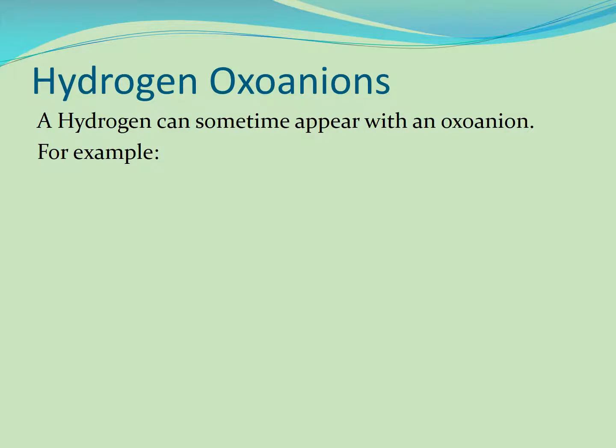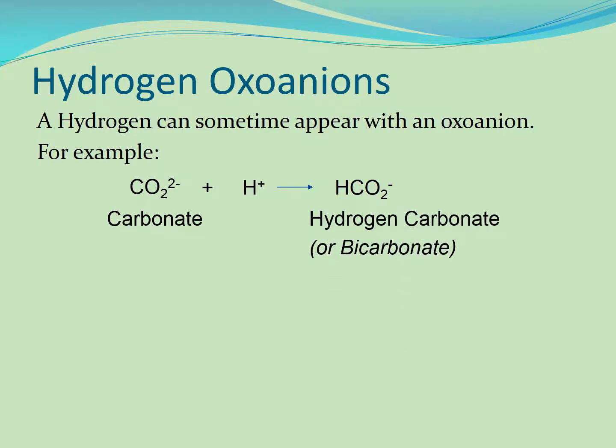Sometimes you're going to see a hydrogen with your oxoanion, and you have to be able to name these compounds as well. For example, consider carbonate, and I'm going to add H plus to it. I get HCO3 minus. Not only did I add the hydrogen, but I also removed one of the negative charges. So I go from carbonate to hydrogen carbonate. Very simple convention. Alternatively, you'll see bicarbonate a lot, and bicarbonate again just means that the hydrogen was added. However, the proper IUPAC name is hydrogen carbonate.